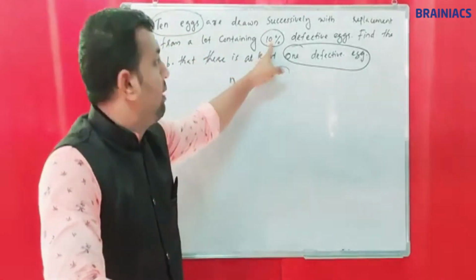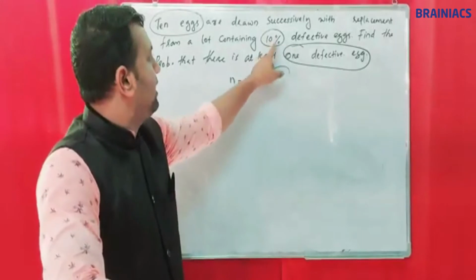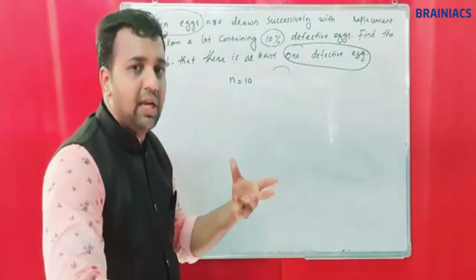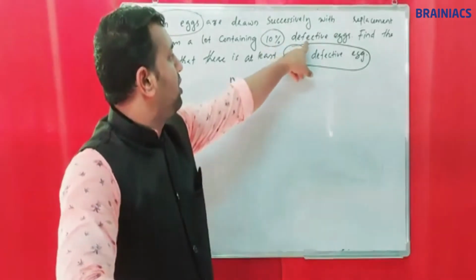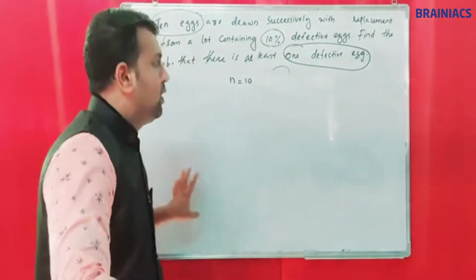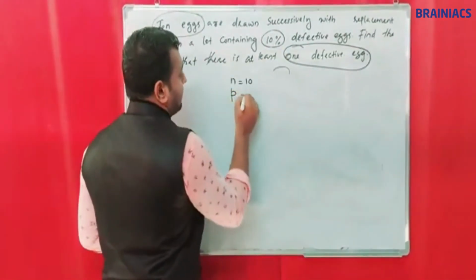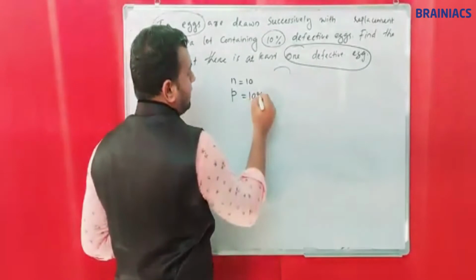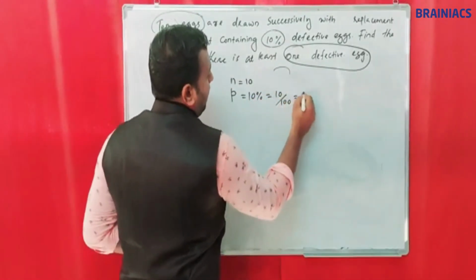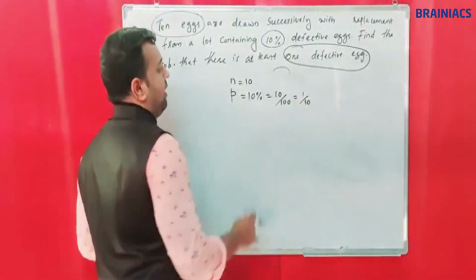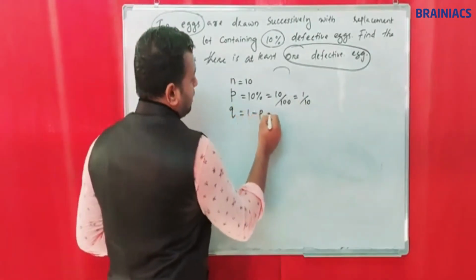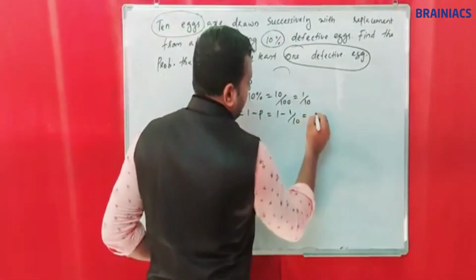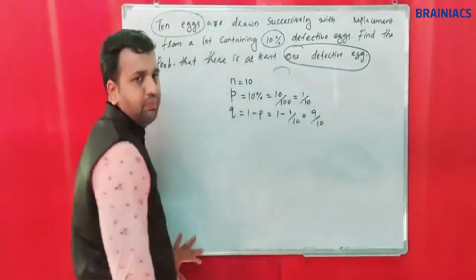egg is 10%. 10% is a probability value, because 10% can be written as 10 by 100. So every percentage value can be taken as a probability value. So the probability of taking a defective egg is 10%. So here the probability of success, the probability of taking a defective egg, is 10%, which is equal to 10 by 100 or 1 by 10. Then q is equal to 1 minus p. We can calculate it. 1 minus 1 by 10 is equal to 9 by 10 as q.